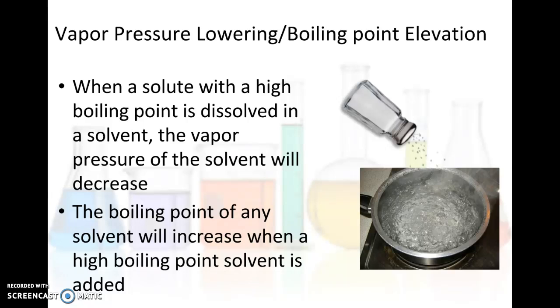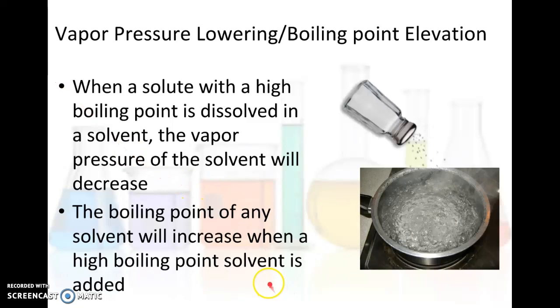So, vapor pressure lowering. Have you ever put salt in your water when you're making mac and cheese? I know I do. Well, pretty interesting. It doesn't always work. You would think they do that to make it boil faster. However, that's not the case. When a solute with a high boiling point, salt, is dissolved in a solvent, water, the vapor pressure of that solvent will decrease. The boiling point of any solvent will increase when a high boiling point solute is added.